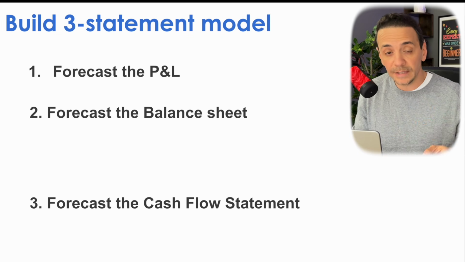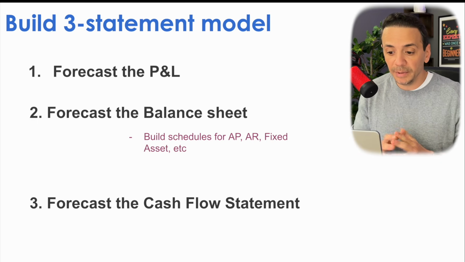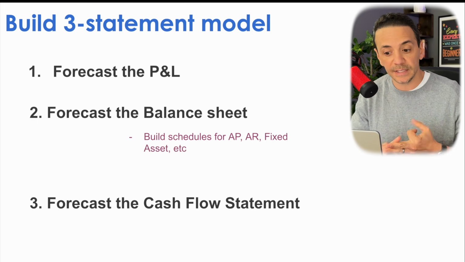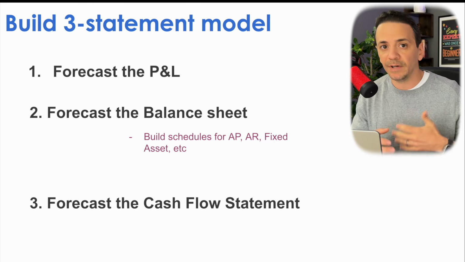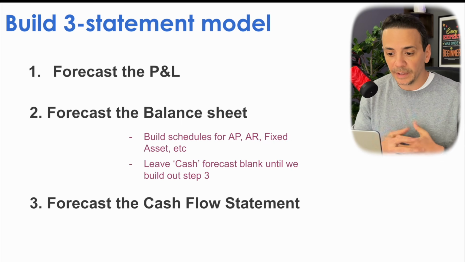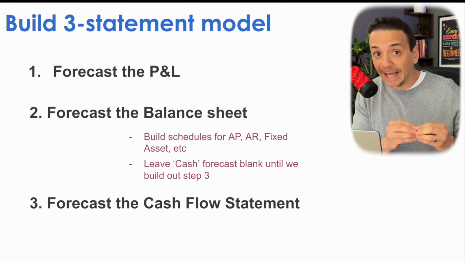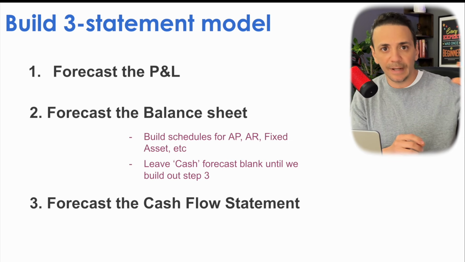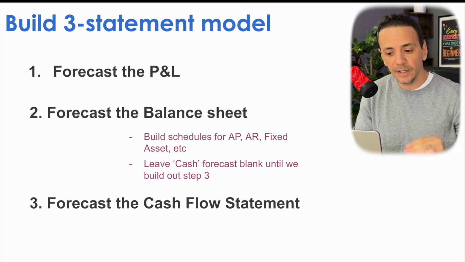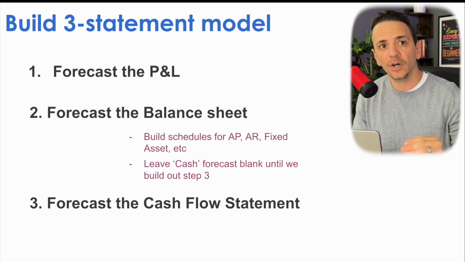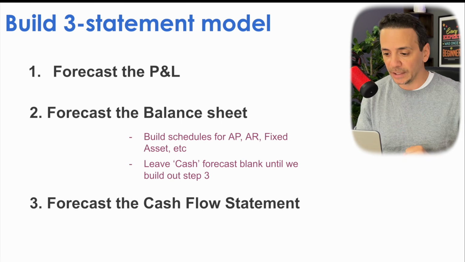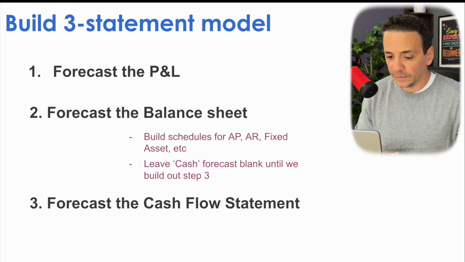When we are forecasting the balance sheet, we are going to be building schedules for accounts payable, accounts receivable, fixed asset, debt, and various other accounts on the balance sheet. We also are going to be leaving a blank space for cash. So when we are doing the balance sheet, we're going to leave the cash blank. Then when we do step 3, forecasting the cash flow statement, we're going to come up with the cash balance that we are then going to plug into the balance sheet. So we'll show you how all of that works.